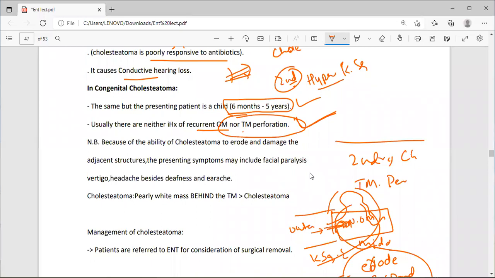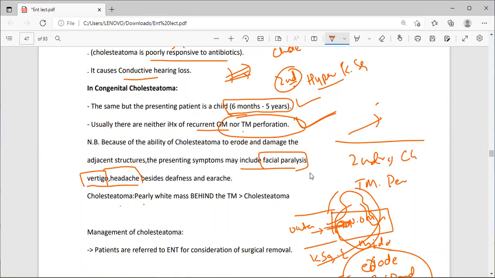Okay. Now, because of the ability of the cholesteatoma to erode and damage the adjacent structures, the presenting symptoms may include facial paralysis, vertigo. Now, look, I told you whatever comes in its way, it can damage it. So if it goes towards the facial nerve, it will destroy the facial nerve, leading to facial paralysis. If it has a chance to enter the inner ear, it can lead to vertigo and headache and deafness and earache.